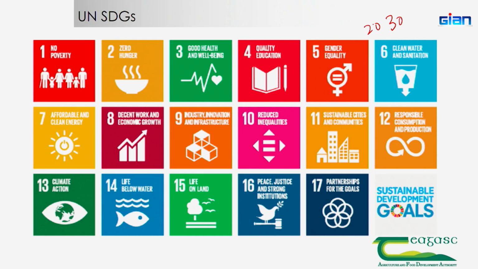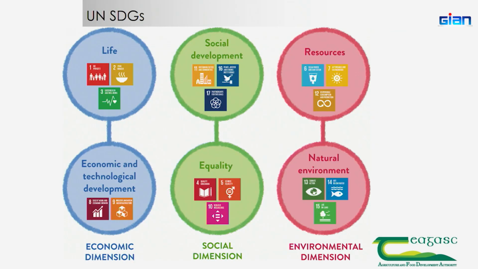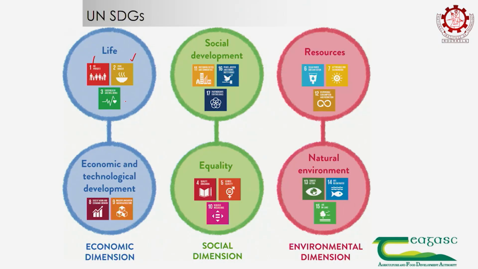And if you classify them into different sections, you have life related ones such as poverty, hunger, and health and wellness. Then you have economic growth and infrastructure, the economic dimension. Social ones, again numbers 11, 16, 17, 4, 5 and 10. So all the 17 UN SDGs can be divided into environment, social and economic.